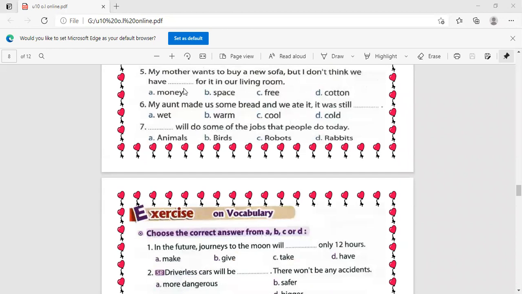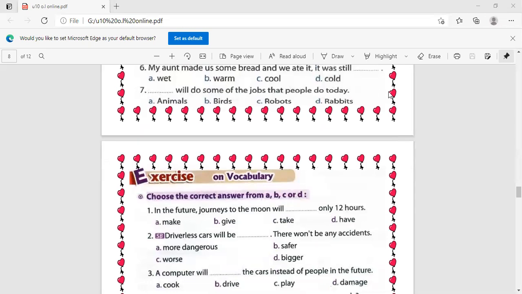Yeah, number five, my dear. My mother wants to buy a new sofa, but I don't think that we have space for it in our living room. Space. My mother wants to buy a new sofa, okay, but I don't think we have space for it in our living room, because there is no distance, no space, no place for it. Okay, so here we will choose space. Excellent, very good. Number six, who can answer?